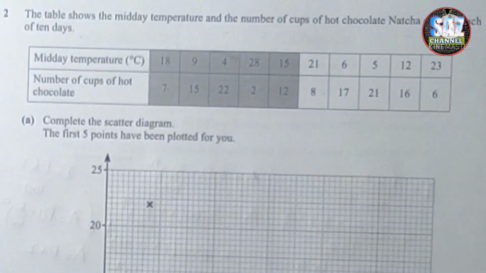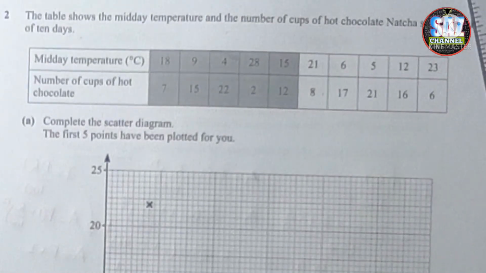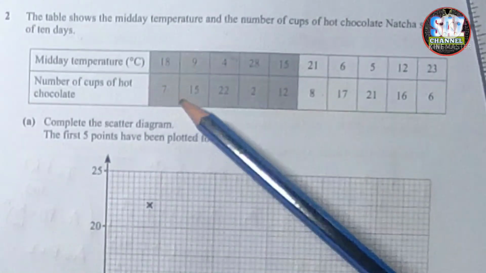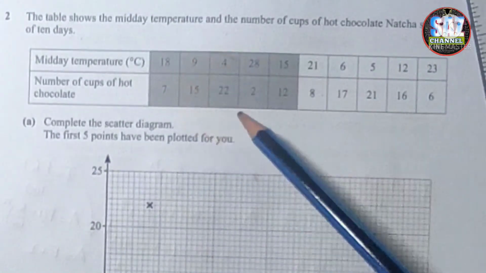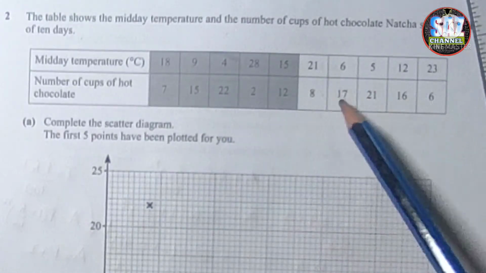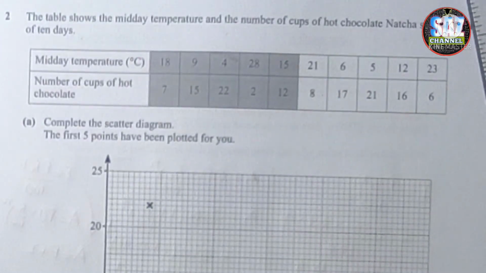The question says to complete the scatter diagram. The first 5 points have been plotted for you. So this gray area tells you that these points are already plotted, and now we have to plot these remaining 5 points, 1, 2, 3, 4 and 5. And by plotting these 5 points, we can easily secure 2 marks. So we have to be a little extra careful for the plotting and for the solution of such type of questions, so that we can easily secure marks.